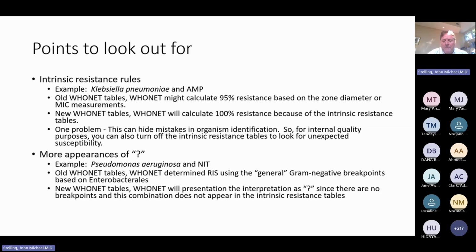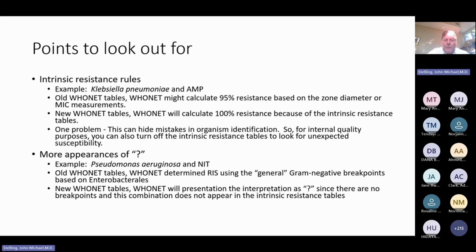You'll see more examples of a question mark. In WHONET, R means resistant. S means susceptible. In WHONET, I always says intermediate. We do need to change that. We're in the process of changing it. For UCAST, I should mean susceptible with increased exposure. We haven't implemented that yet.